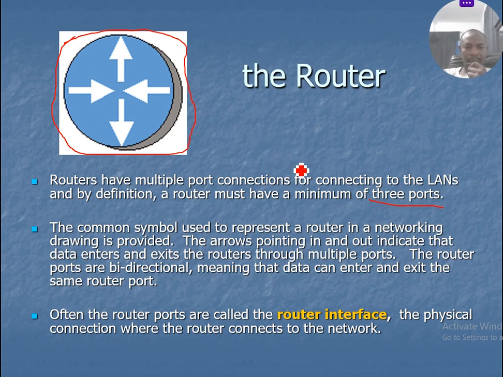Is that okay? Now, router ports are called the router interfaces. We're going to show that in our next diagram. Okay. Now the physical connection where the router connects to the network is called the interface. The interface is the physical connection where the router connects to the network.